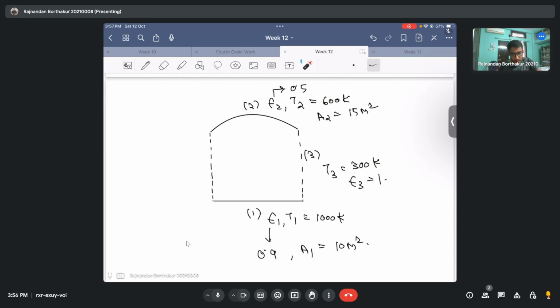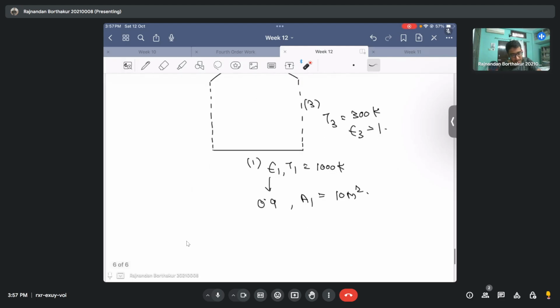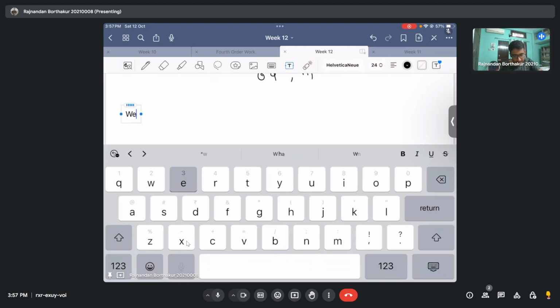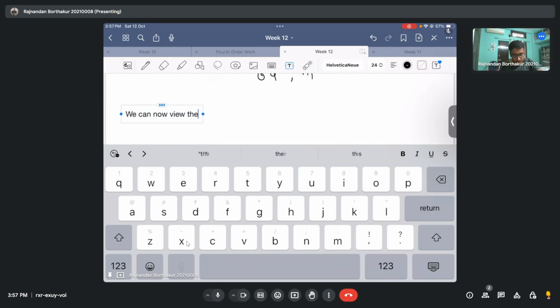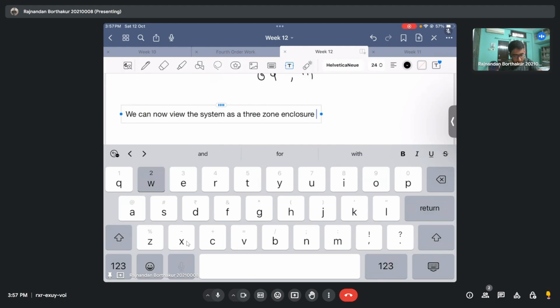All right. So what I was trying to say is, I'll just write it down. We can now view the system as a 3-zone enclosure, with the third surface being the surrounding as a black body.